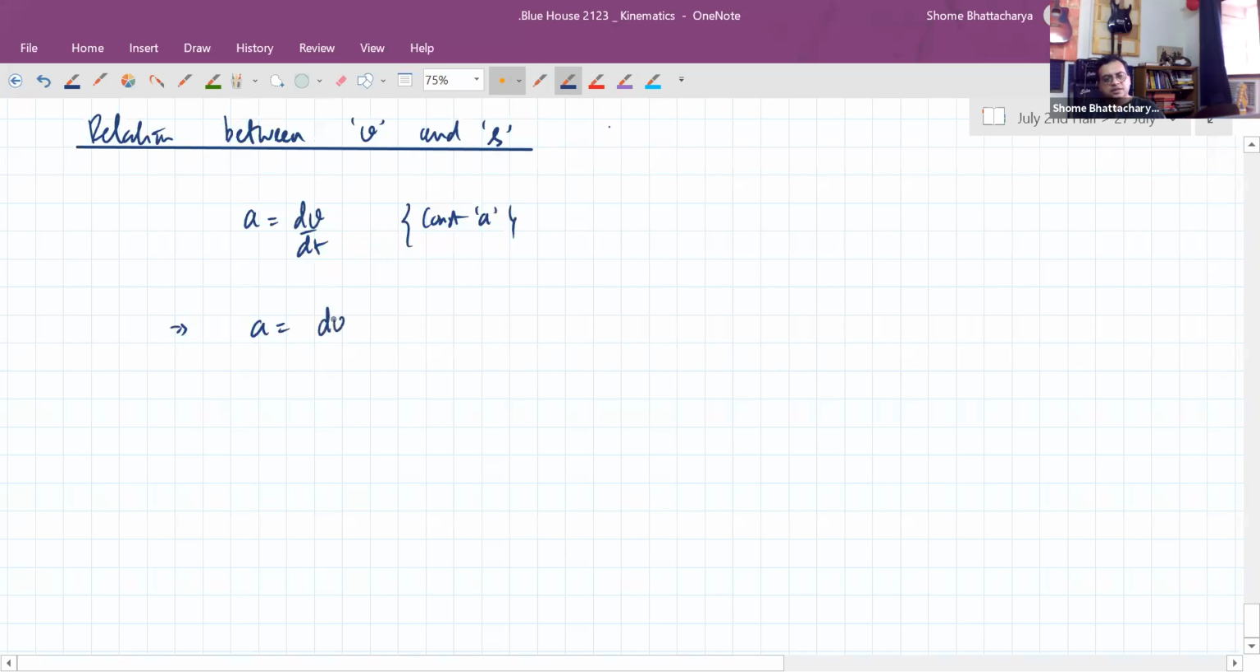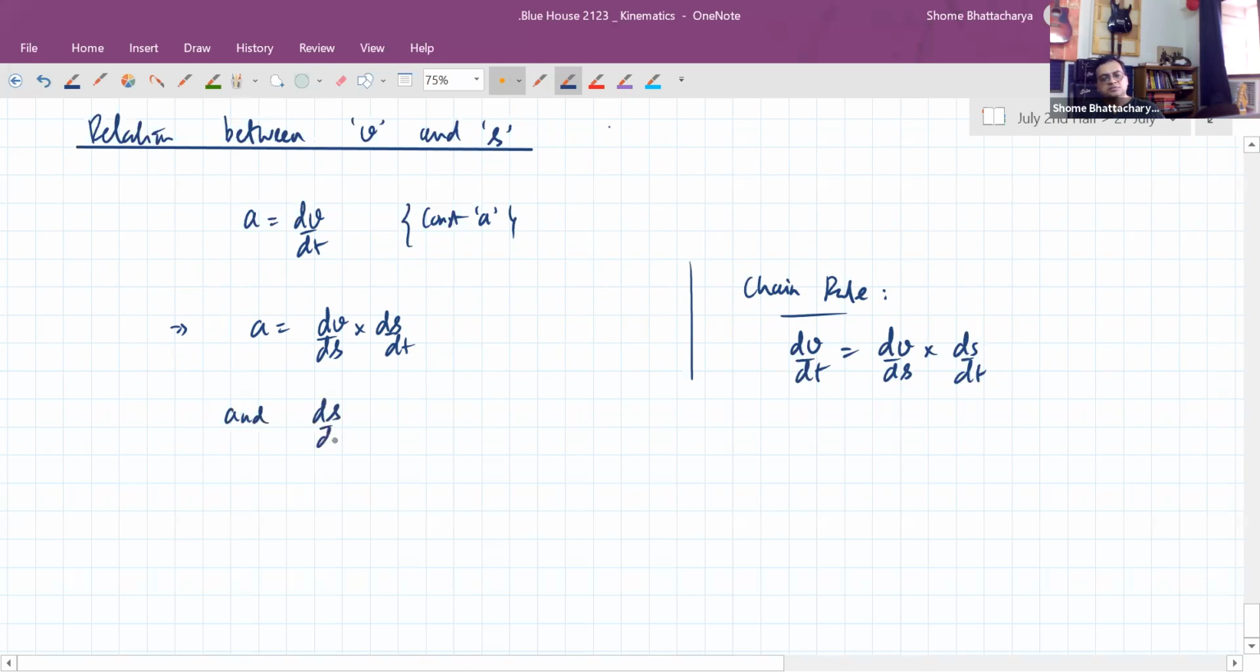So this can also be written as dv by ds multiplied by ds by dt. So this is the application of chain rule, that the rate of change of v with respect to time can be expressed as the rate of change of v with respect to s multiplied by rate of change of s with respect to time. Okay. And by definition, ds by dt is equal to v. So we can say over here that v dv by ds is equal to a, which is, by the way, constant.